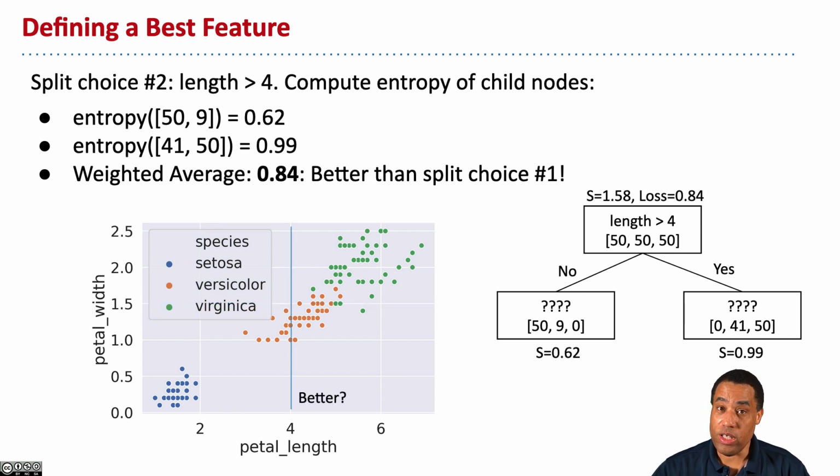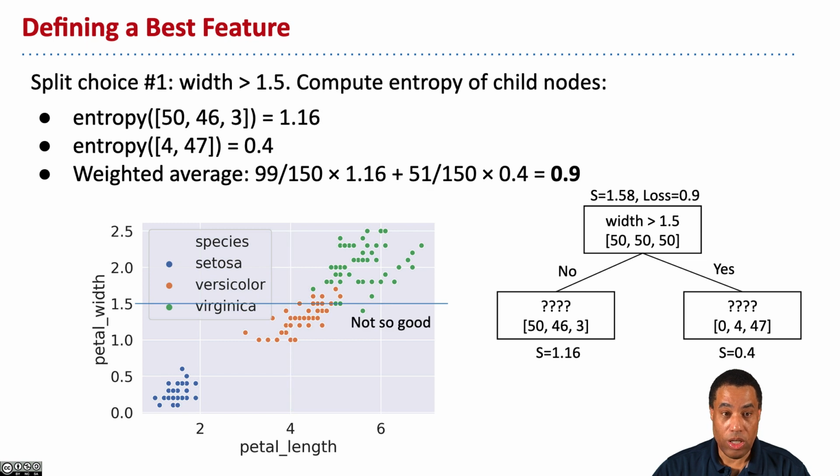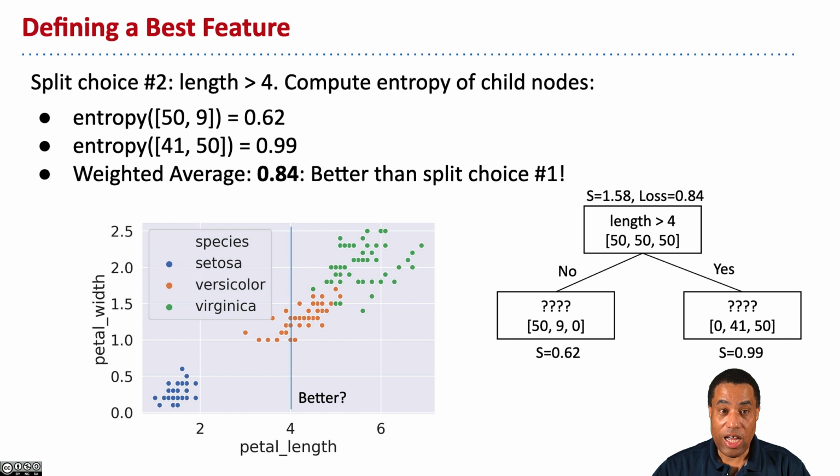Okay, what about split number 2? Here on the left it's going to be 0.62, and on the right it's going to be 0.99, and our weighted average ends up being 0.84. So if we go back to our last one, our first split was 0.9, and our second split ends up at 0.84. So we're doing better than our first choice. Between the 2 choices, if I had to choose, I would choose the second split. But we did more, so let's look at the next one.